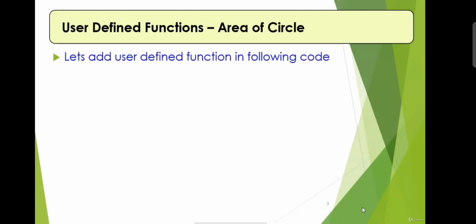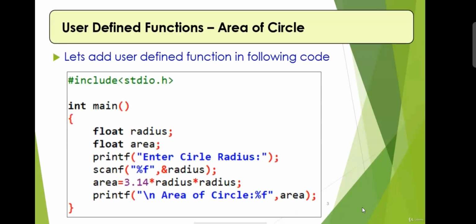Let's take an example of finding the area of a circle. Suppose this is the code we have written for finding the area of a circle, and you can see that the entire code is written inside the main function, and we are not using any user-defined function in this case. So we'll discuss this example and convert this program so that it makes use of a user-defined function. Let's understand the elements of a user-defined function.